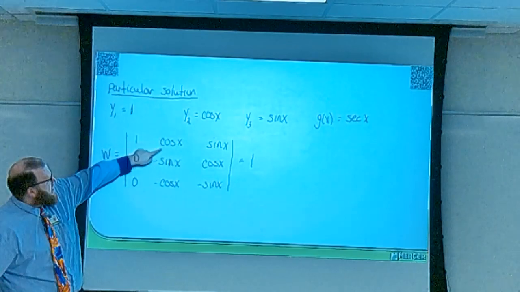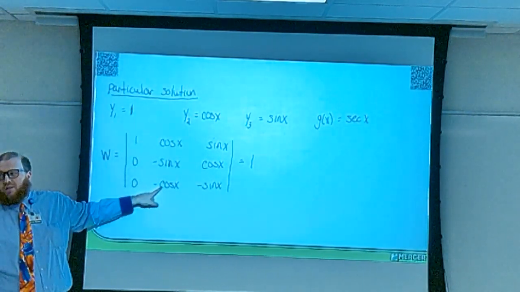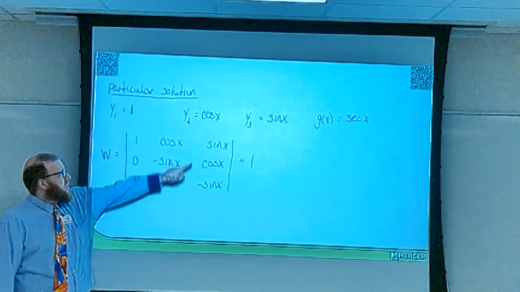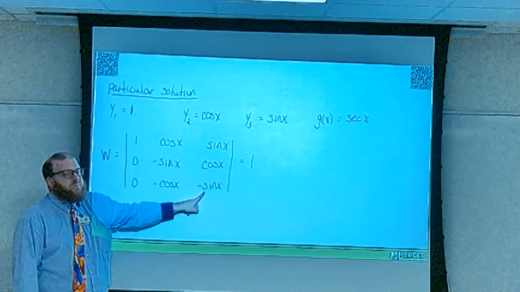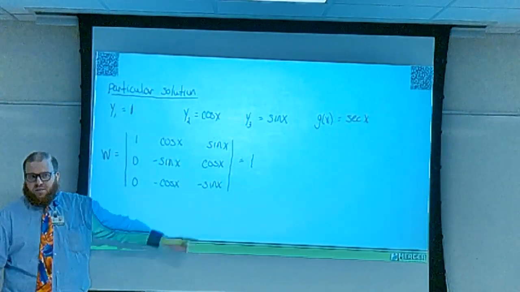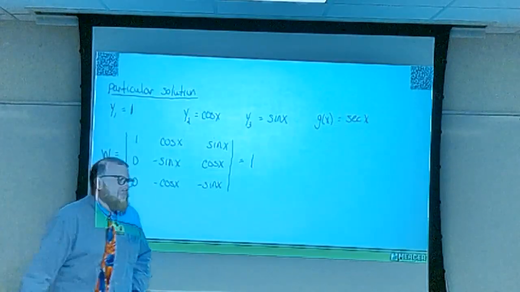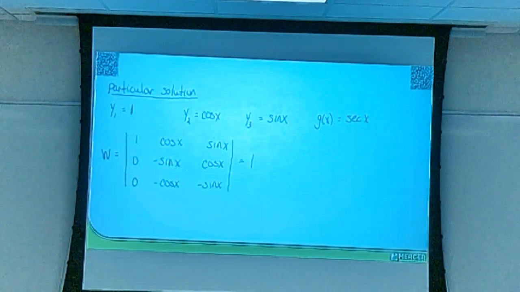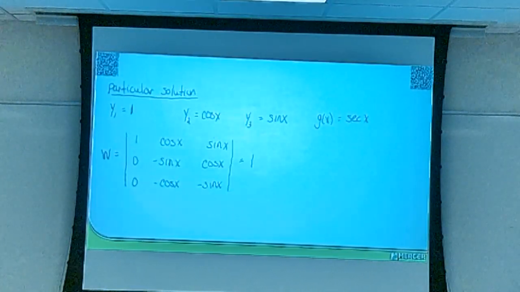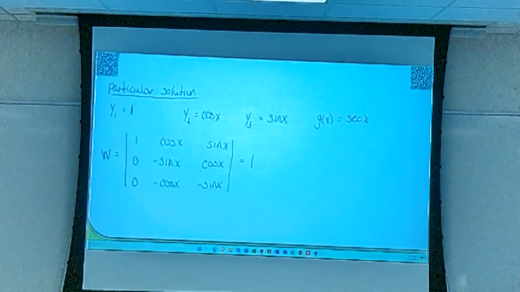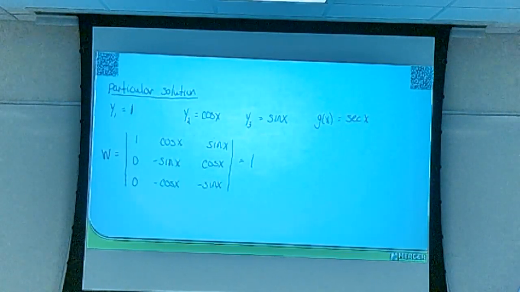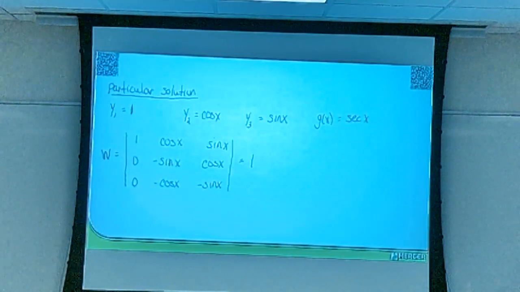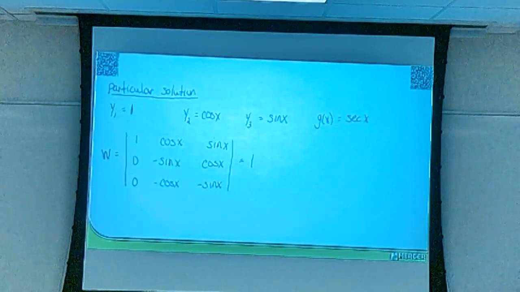W2, you now replace this column with 0, 0, secant of x. Take its determinant. Column 3, or W3, replace this with 0, 0, secant of x. Take the determinant. I'm going to do this, and I'm going to have to make an adjustment now in my code, which is annoying.